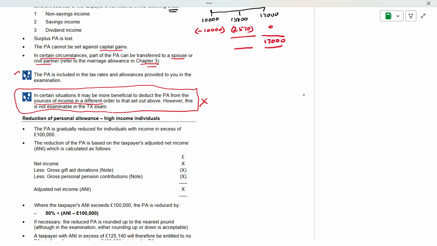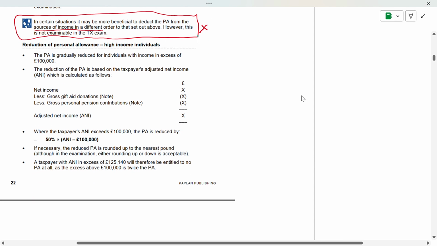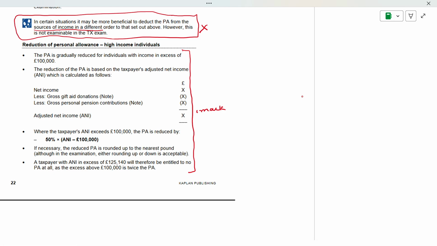The personal allowance is reduced for an individual if your income is more than 100,000. This will be tested and it is an important point. It is for 1 mark. In the question they will ask you this: if income is more than 100,000, what happens?